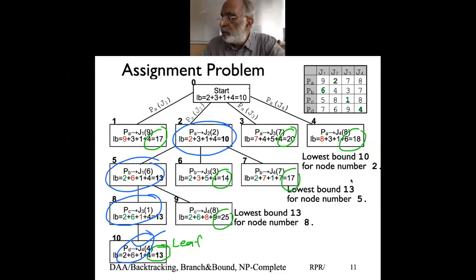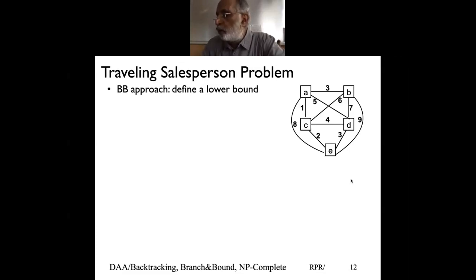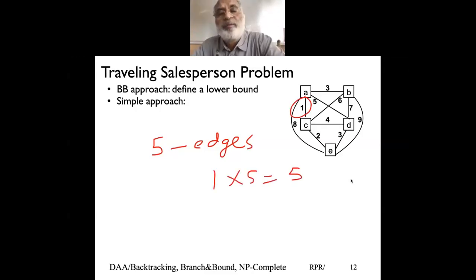We look at now another problem, the traveling salesperson problem, and how to identify lower bound. So this is a graph of 5 nodes, cost is given, and the job is to find a tour starting from a node and coming back to the same node. Now what is my lowest tour cost? One very simplistic approach is, if there are 5 nodes, the tour will contain 5 edges. So what I can do is find the edge with minimum cost, which happens to be 1, multiply by the number of edges. This gives me a lower bound.